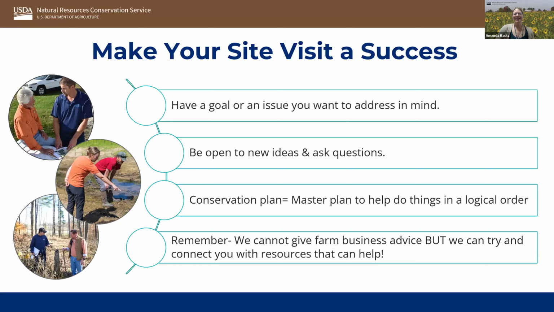Have a goal or an issue you want to address in mind. Once you get out there, that might change. We might see other things that we talk about, but definitely have something that you want to talk about on that site visit, because we can't give farm business advice, but we can get you in touch with the people who can help you with that, like Purdue Extension or your other local land grants if you're outside of Indiana. We can connect you to farmer networks. We can connect you to other farmers, all that type of thing if you have those kind of questions.